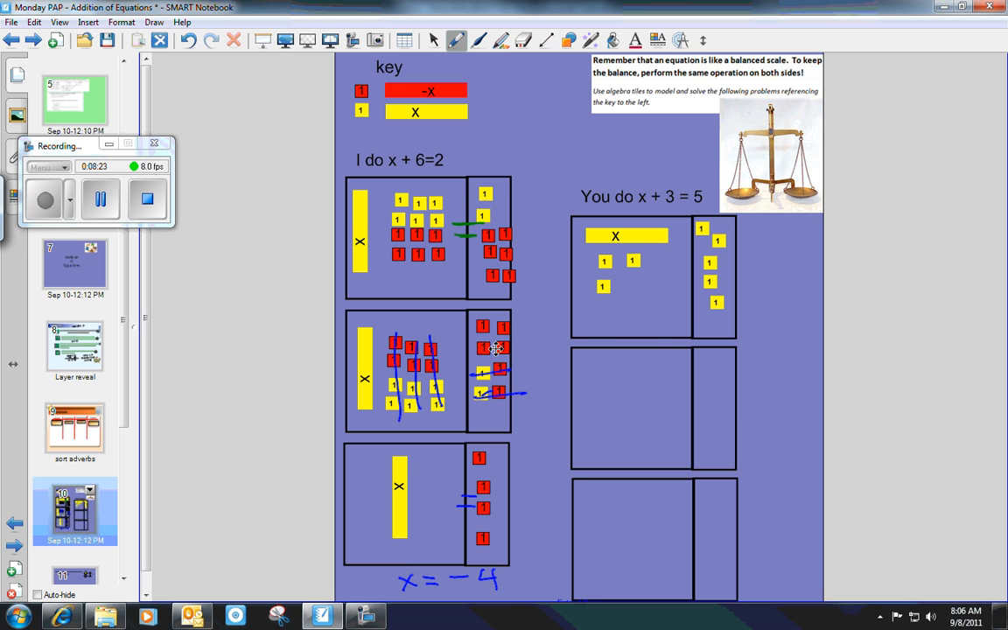Now in our next step, our second step, you'll draw out, and you would be drawing this on your sheets, x and positive 3 again. We're going to start with the same equation: x and positive 3 equals positive 5. So I'm going to put 5 positives over here.